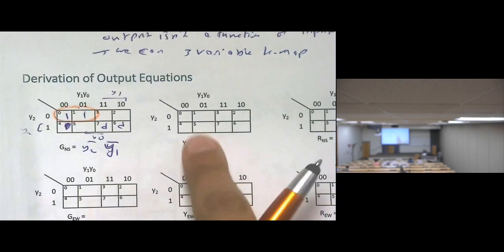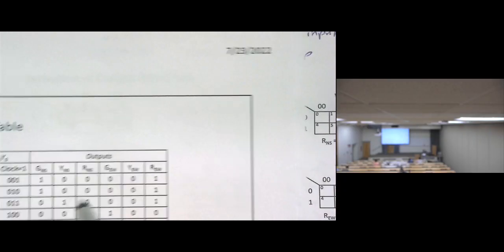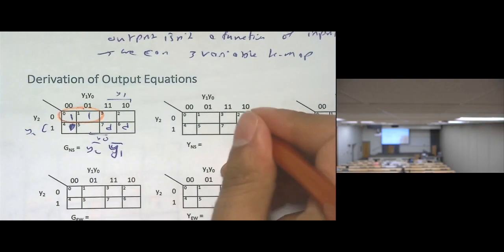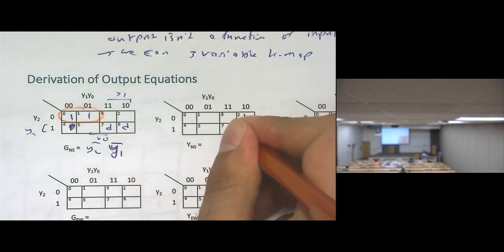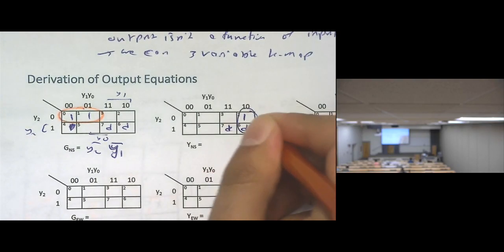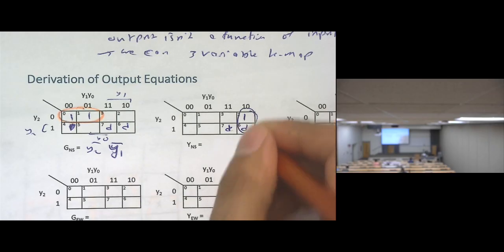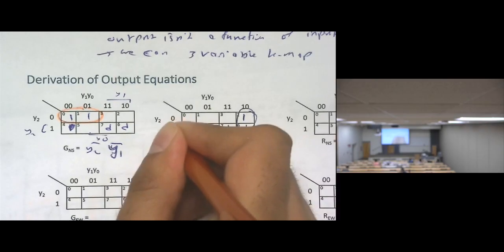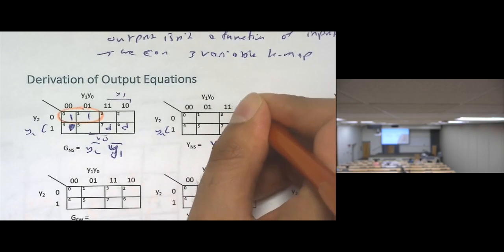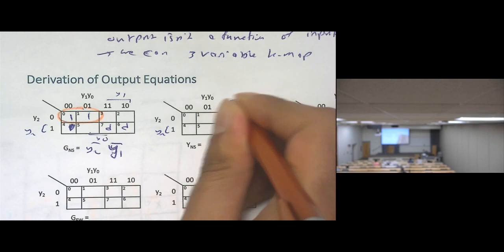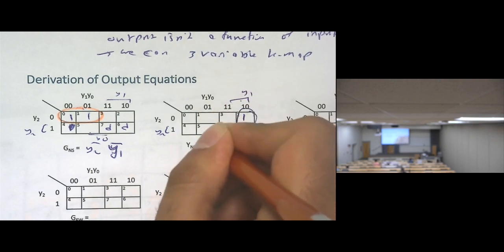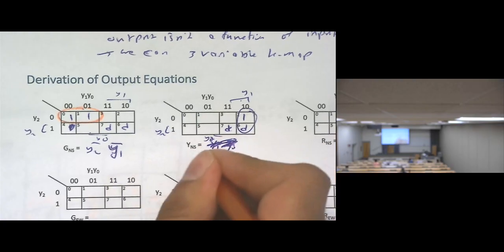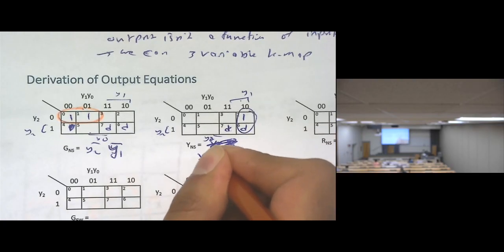Okay, how about yellow? Yellow is at M2 only, and 6 and 7 don't care. Then we can group these. So this is going to be Y1, Y0 bar. Again, this is Y2, here is Y0, here is Y1. So Y1, Y0 bar. Let me write it here so it can be clear.